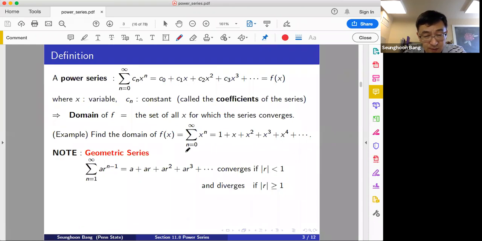So let me see. This is a geometric series, right? What is the common ratio r? What is r here? Do you know what r is for this one? Could you write your answer in the chat room, please? What is r? What is r of this problem? What's the common ratio r? What do you think?